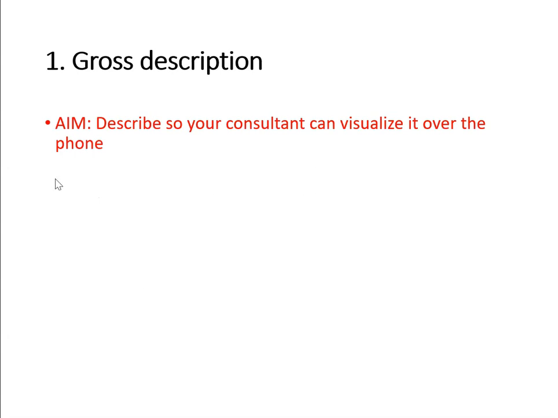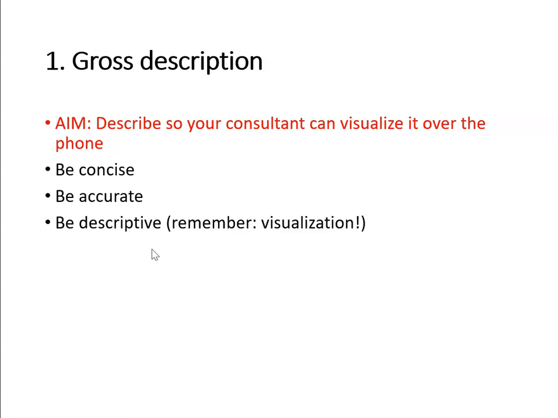For gross description, the main aim is to describe the lesional tissue very clearly and concisely so that whoever is reading the report can visualize it over the phone. In other words, if there is no photographic record, the person who is reading the report will be able to see very clearly in his or her mind what the specimen looks like. It is important to be concise, accurate, and descriptive. And of course, again, the blocks must correspond to the gross description.